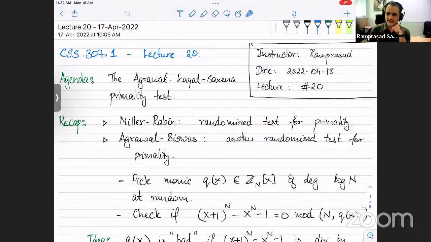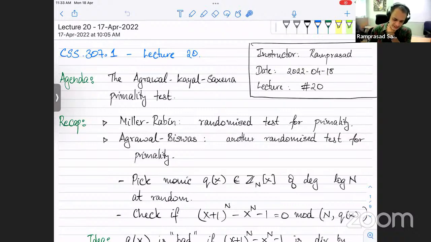So today the main agenda is going to be the Agrawal-Kayal-Saxena primality test. This is going to be the most recent algorithm we are going to see in this course. But recent also means that this is from 2002, so it's 20 years old. Nevertheless, it was a stunning result, and we'll see a full proof of it. And actually, the proof is surprisingly short. Of course, it's very clever.